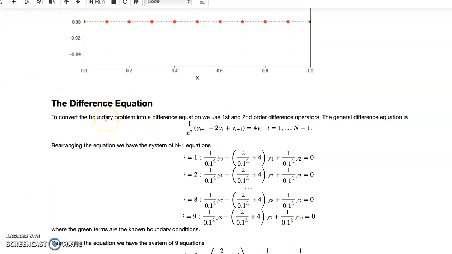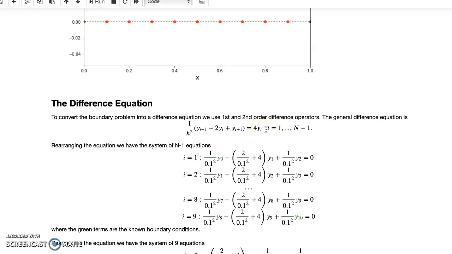So what happens to our equation? Our second derivative gets replaced by the center difference method. So d2y/dx squared gets replaced by 1 over h squared times (yi minus 1 minus 2yi plus yi plus 1). It might seem weird that I write it in this opposite order, but the reason why will become apparent when we set up the matrix. And that's true for i equal to 1 to n minus 1.